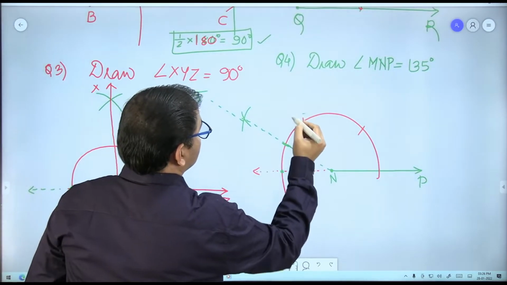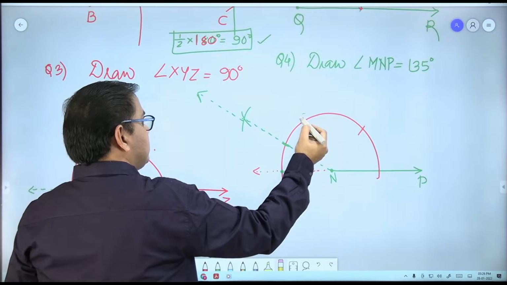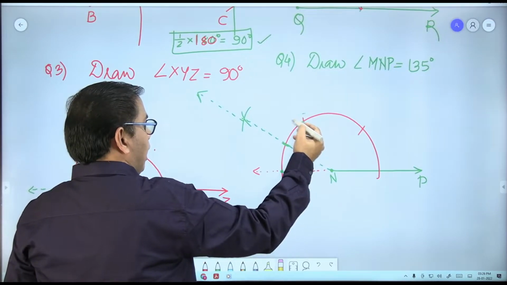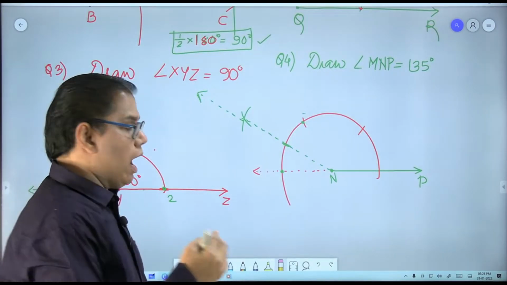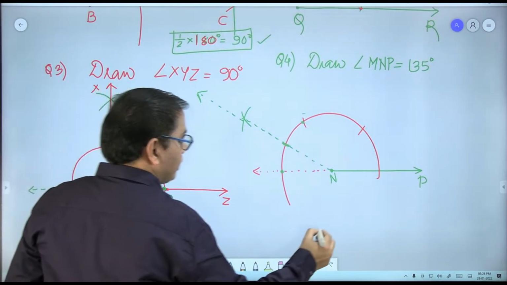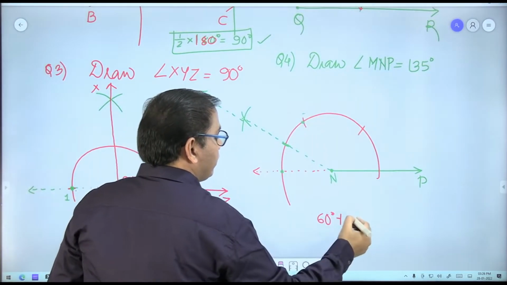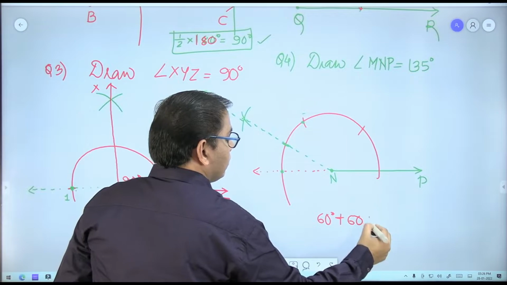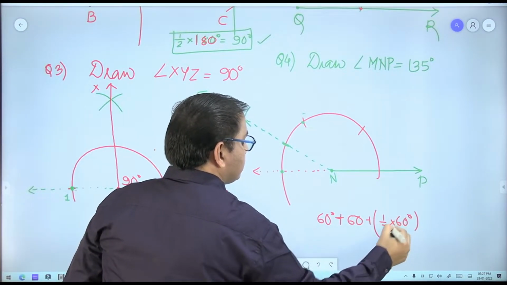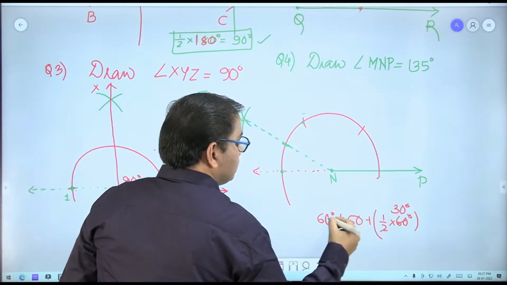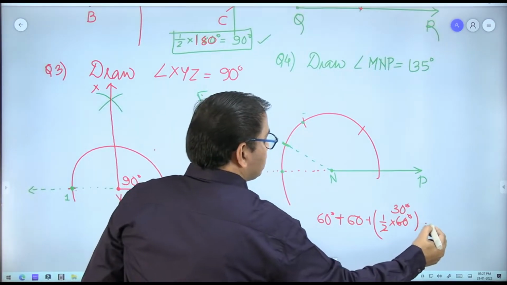Sir, 150? Yes, 150 degree. This is 60 plus 60, 120. And this was 60 which I have divided into half. That means first I had 60 degree, then I have another 60 degree, then I have half of 60 degree. I bisected the 60 degree, half of 60 degree means what? 30 degree. 60 plus 60 is 120, plus 30 is 150 degree.